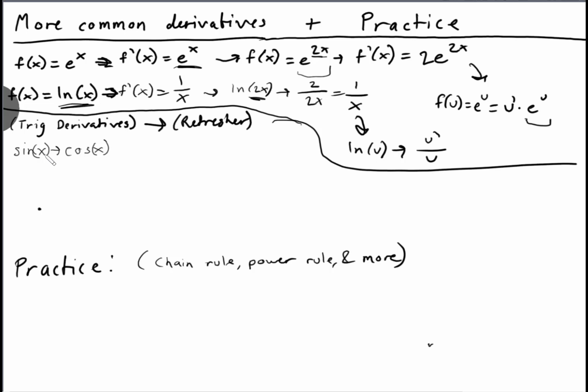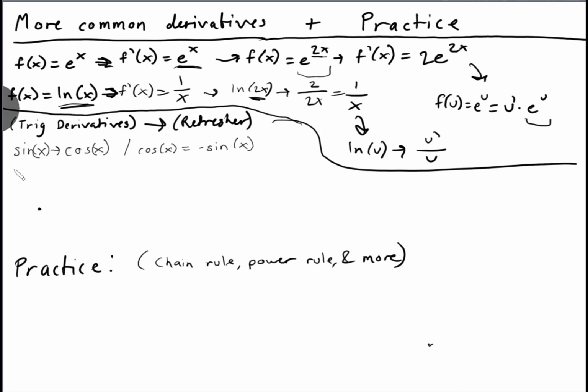But you might end up with functions like sine of 2x or 3x, in which case the derivative is not 1, so you actually have to multiply in numbers. So cosine of x gets us negative sine of x. These are the two most common ones that you'll be using, and some other ones just for basic functions.